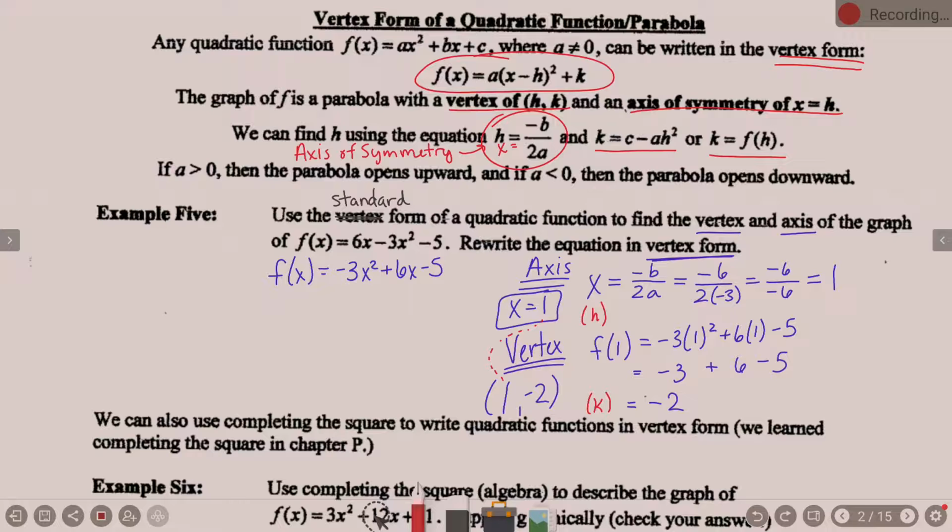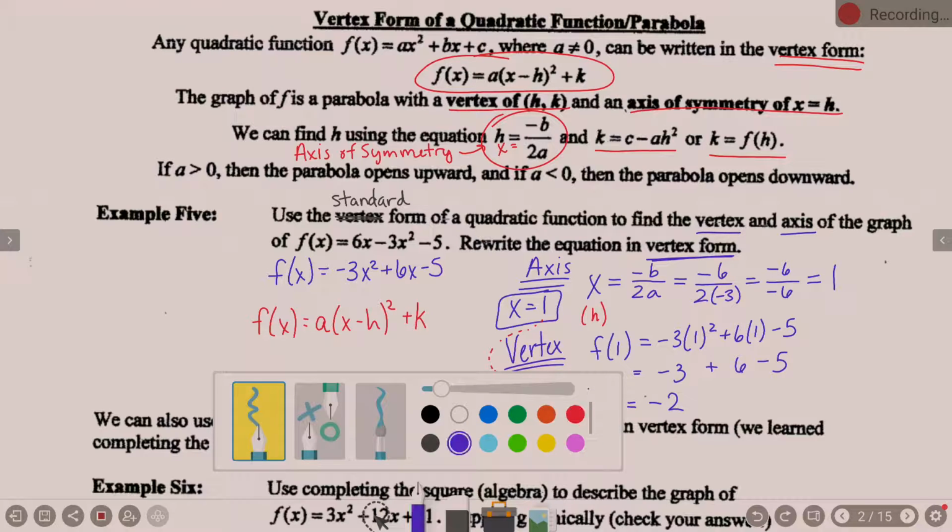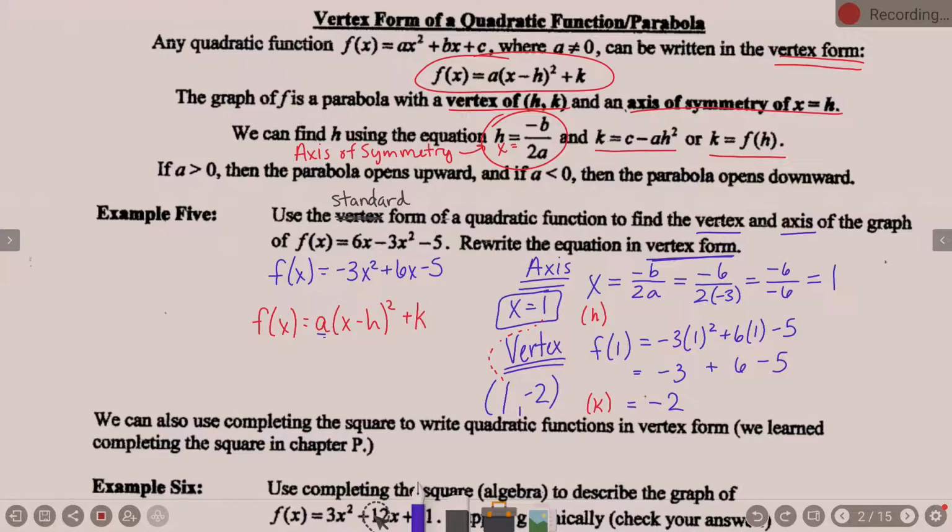Then it also asked us to rewrite the equation in vertex form. Remember, vertex form is f of x equals a times x minus h squared plus k. So when we write our vertex form, we need to be able to fill in a, h, and k. Do we have all those pieces? We do, whether you realize it or not.